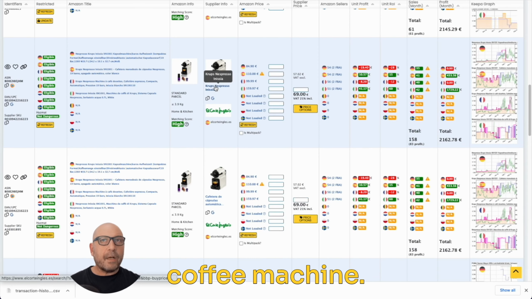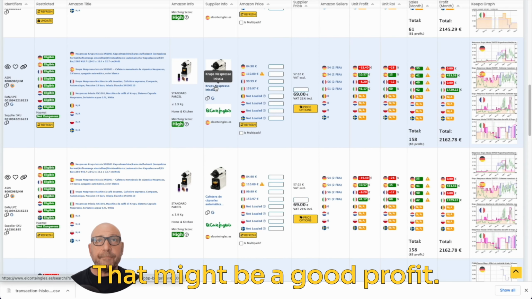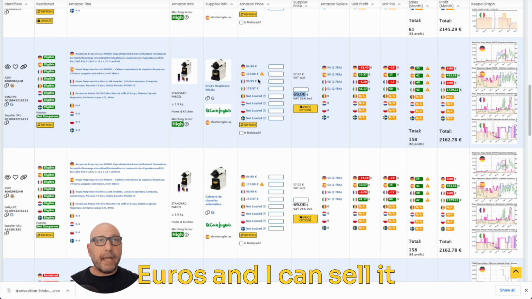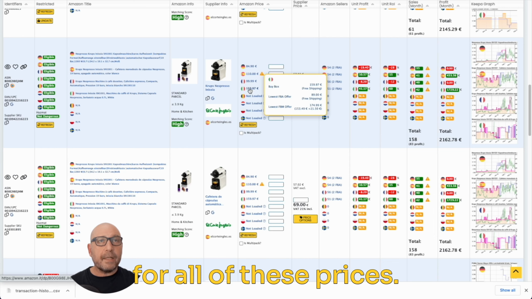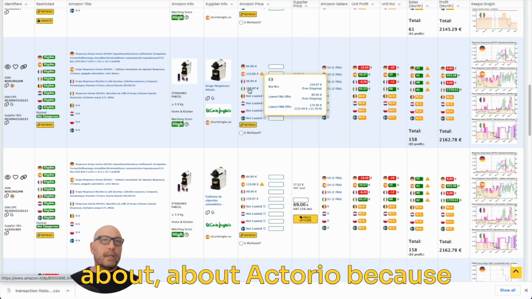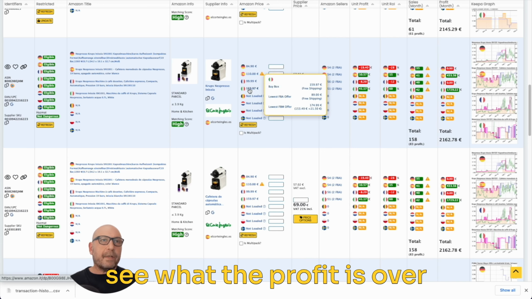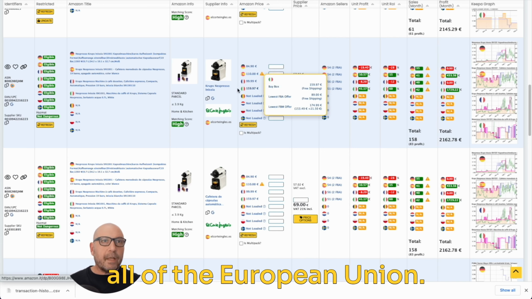This is a Krups coffee machine. That might be a good profit. I can see that I can purchase it for 69 euros and I can sell it for all of these prices. And this is really what's great about Actorio, because I can ship to one country and I can immediately see what the profit is over all of the European Union.